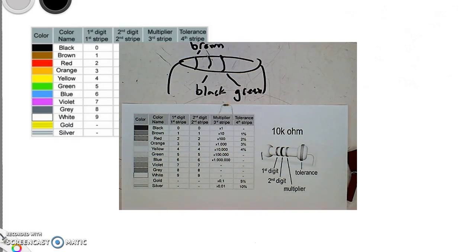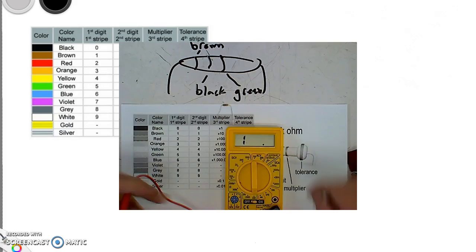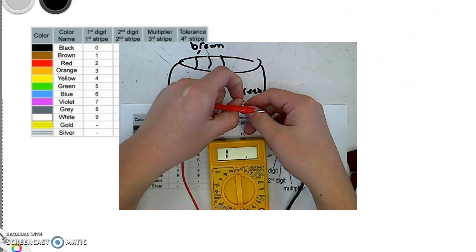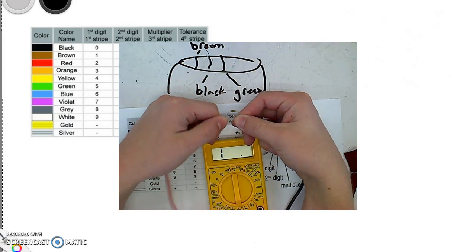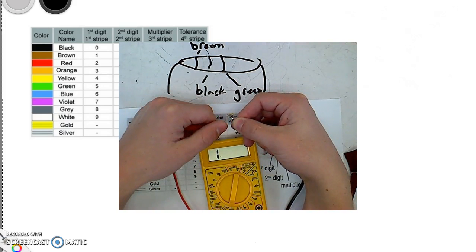Now that you've found the rating for this resistor, let's go ahead and measure it. Okay, so I'll just start from the lowest setting on the multimeter. Okay, I started at the 200 setting. Let's see if it has a rating of less than 200 ohms. You see it doesn't read anything. Okay, I'm going to change to the next one.